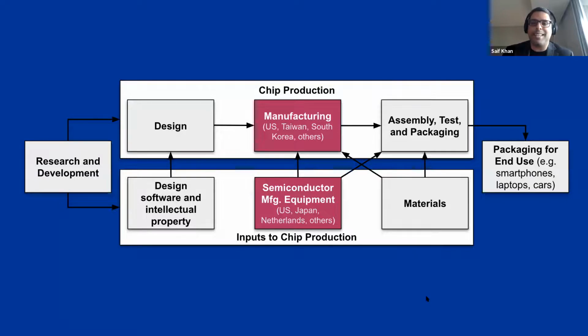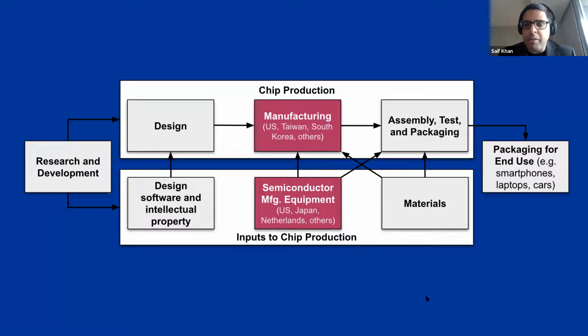But throughout this whole process, there are a number of other inputs that go into these production steps. You see those three below: the design software and IP, the equipment, which is called semiconductor manufacturing equipment in the industry, and then a number of advanced materials and chemicals. But Michael, as you noted, we're really focused in this scenario on a couple of these sectors.